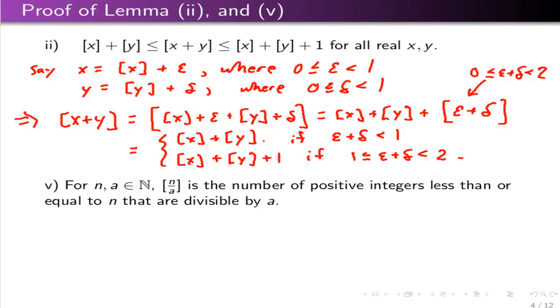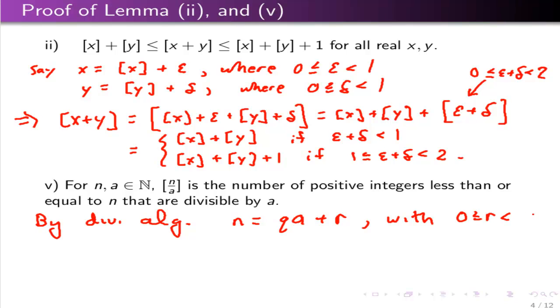Property 5, this is just the division algorithm. So by division algorithm, n is qa plus r with r strictly less than a. And then what does q represent? Well, q is the largest multiple of a less than n, so q is the number of multiples of a up to n. And so we would just want to calculate q.